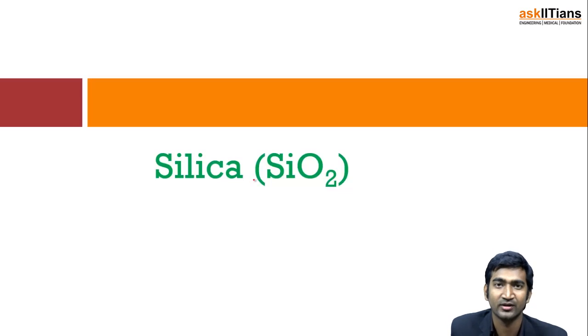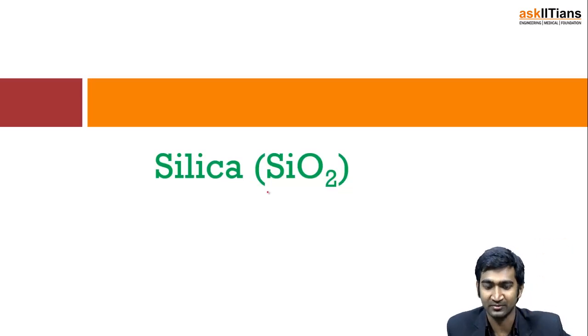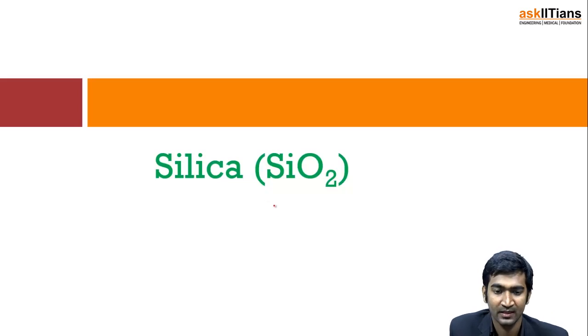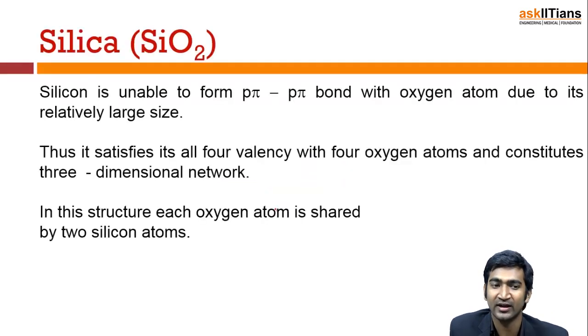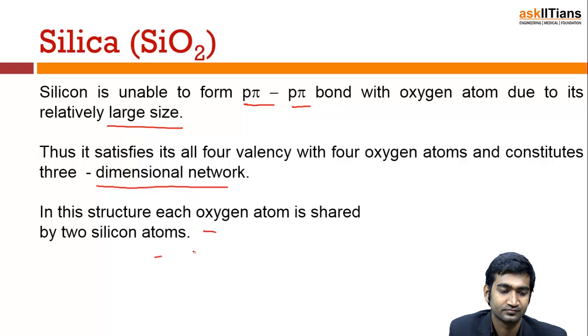It is one of the important compounds considered in the carbon family. Let's see, so silica is what? SiO2, and silicon is unable to form a p-pi bond with oxygen due to its relatively large size. Thus it satisfies all 4 valencies with 4 atoms of oxygen and constitutes SiO2. How does that structure look? I will tell you.